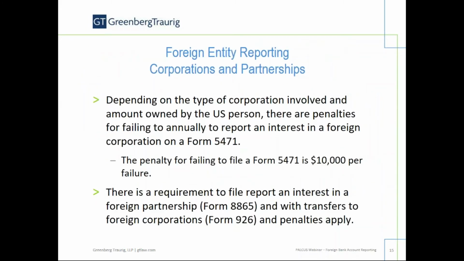Just wanted you to be aware that when you have an interest in a foreign corporation or a foreign partnership, they have their own forms that are similar to the 3520. They're called the 5471 or the Form 8865. They're here in the slides. Failing to include those has a $10,000 per failure, meaning per form, and also an unlimited statute of limitations.